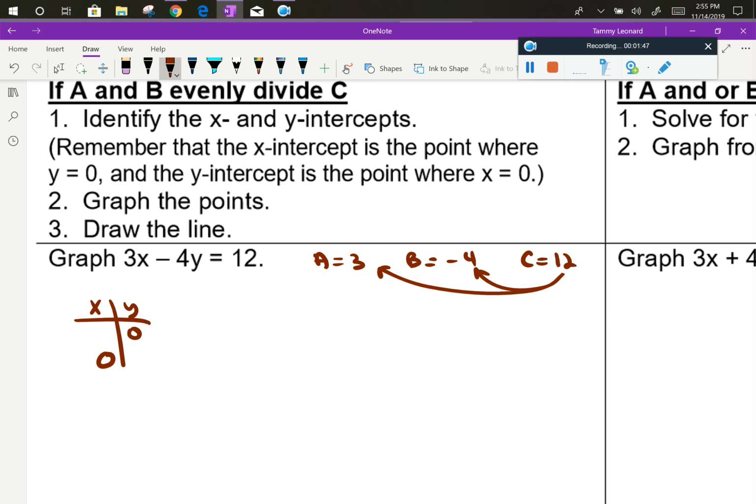So let's find the x-intercept first. If I put in 0 for y, I'll have 3x minus 4 times 0 equals 12. Now, if I multiply a number by 0, it's just 0. So this equation is really just 3x equals 12. If we divide both sides by 3 to solve for x, x is 4. So I can put 4 into the table, and I can see that the first ordered pair that I can graph is the point 4, 0.